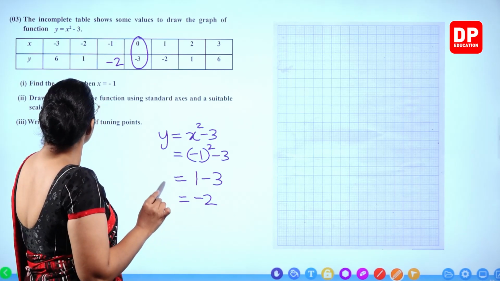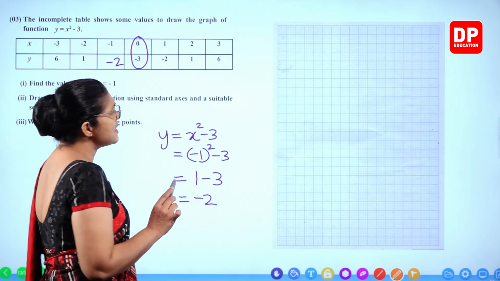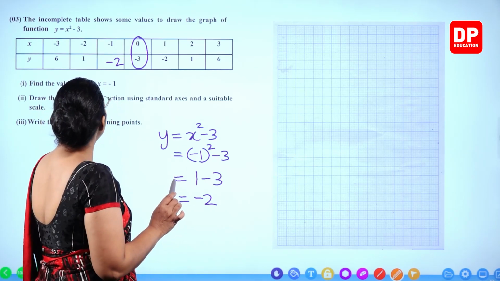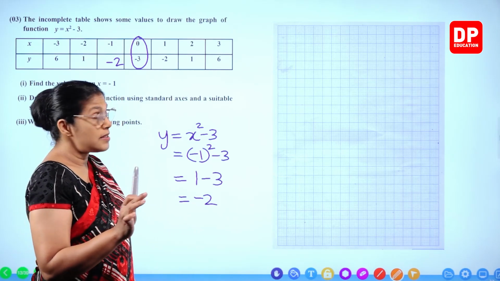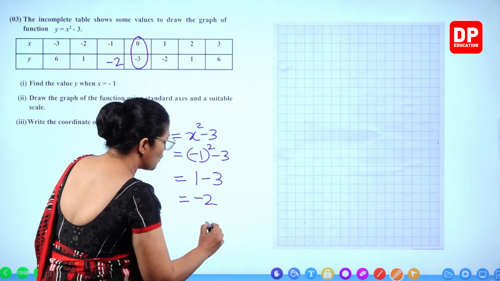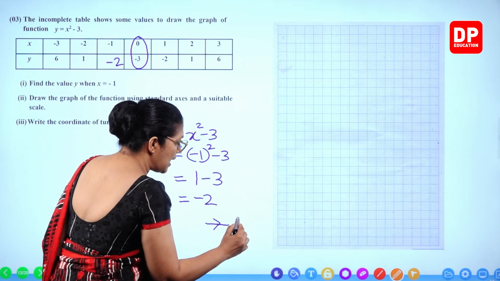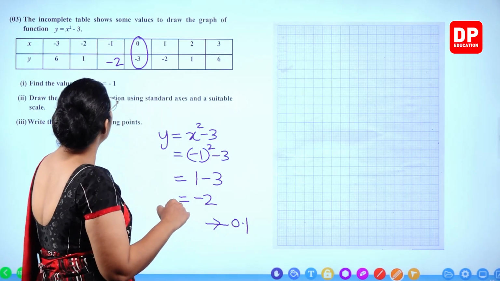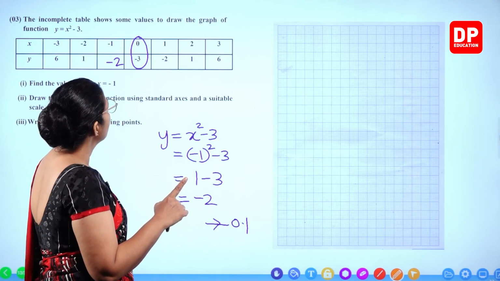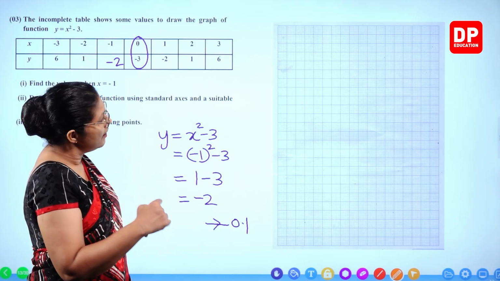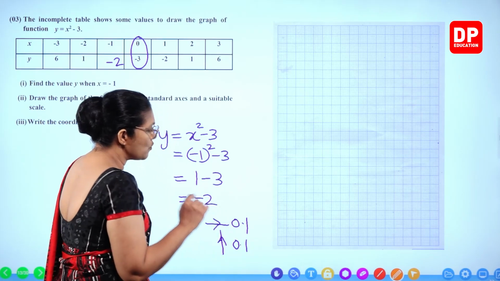So let's draw the graph now. Draw the graph of the function using standard axes and a suitable scale. How do you decide the scale? x goes from minus 3 to 3. So we can take 10 squares, 1 unit. So this way, 10 squares 1 unit means very small square is 1 over 10, 0.1. Then what about y axis? 6 to minus 3. There also you can take 10 squares 1 unit. So 0.1 is very small square.